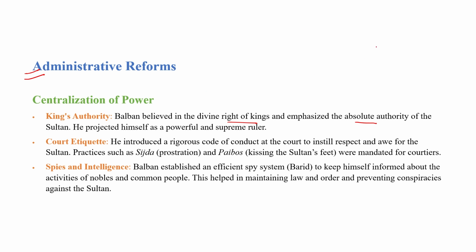Also, his spy and intelligence system was strong. During the time of Balban, the spy system was known as Barid. Balban established an efficient spy system known as Barid to keep himself informed about the activity of the nobles and the common people. This helped in managing law and order and preventing conspiracies against the Sultan.